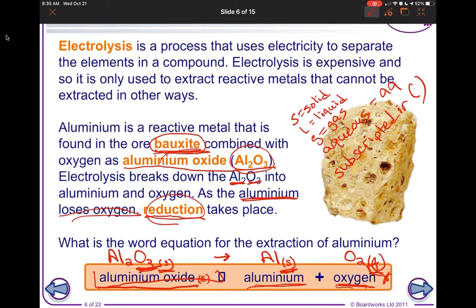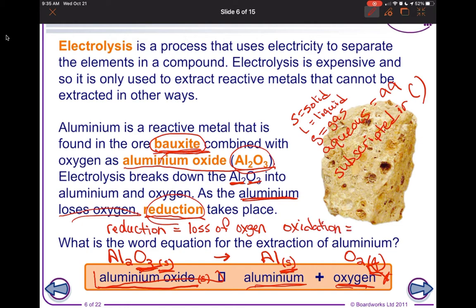Write that down. So reduction, I'm going to jot this down for you, equals loss of oxygen by a compound. The opposite of that, which you need to know, is called oxidation.